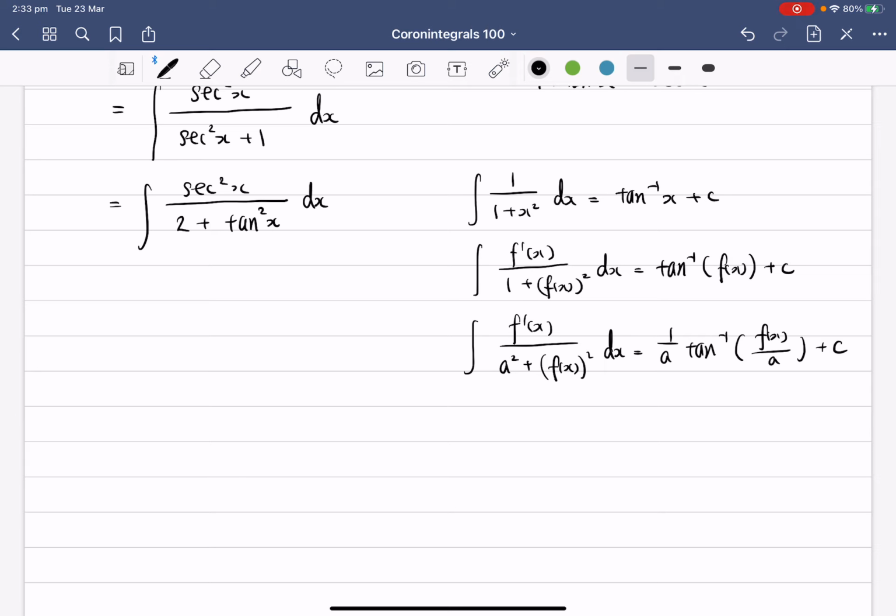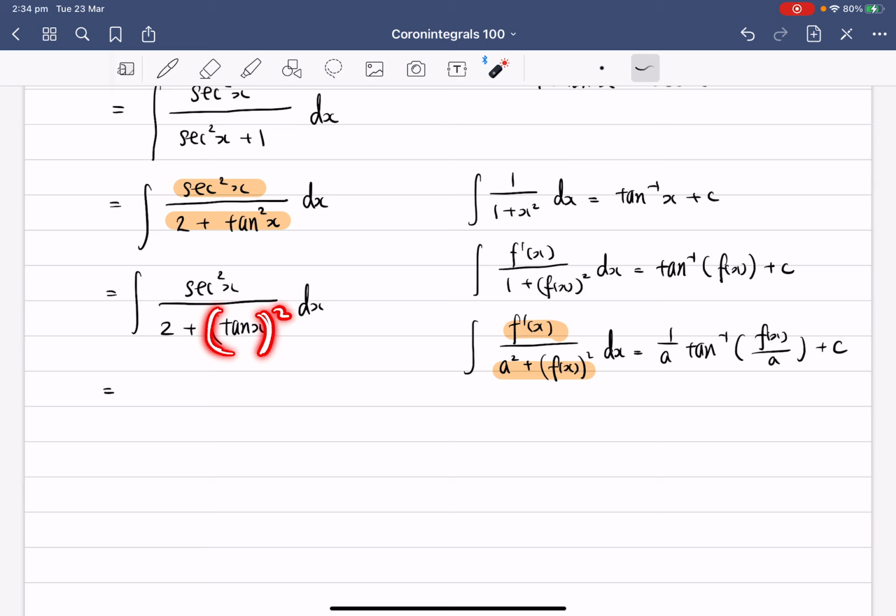Now if you pay attention to what we have here, both the top and the bottom look really, really similar to the formula. If you can't see it, what I can do is emphasize the fx. So I'm going to change tangent square x into something like square bracket squared. If you pay attention to what's inside the bracket, we've got tangent x. The derivative of tangent x is equal to secant square x, which means that's the fx, and we've got f dash x on the top. The derivative of fx is just f dash x. So therefore, that gives you the answer 1 on square root of 2.